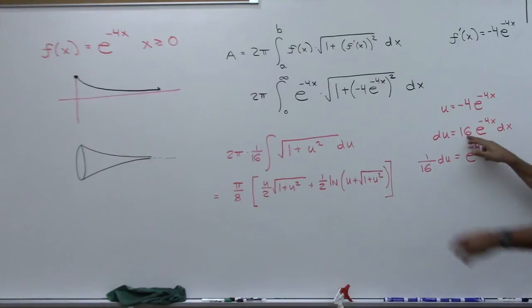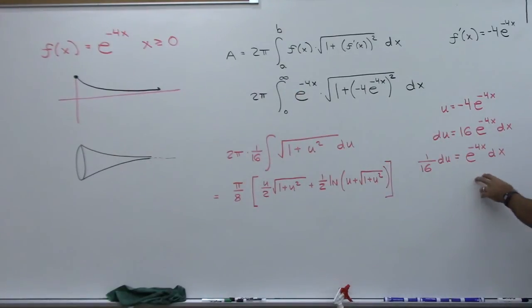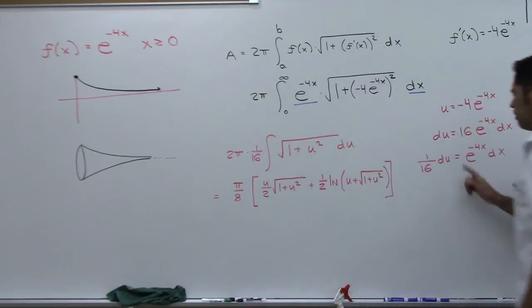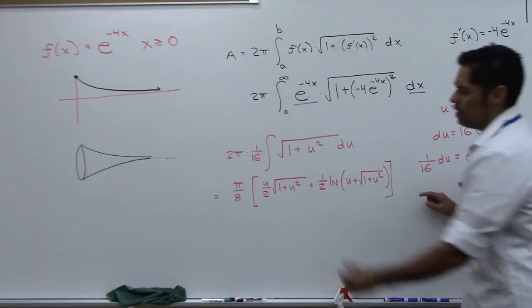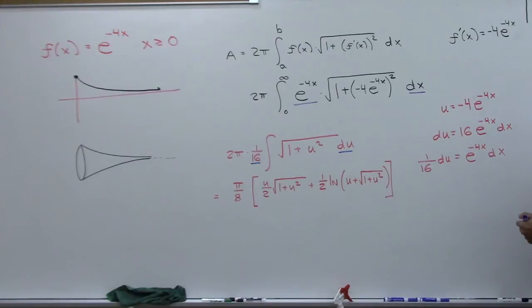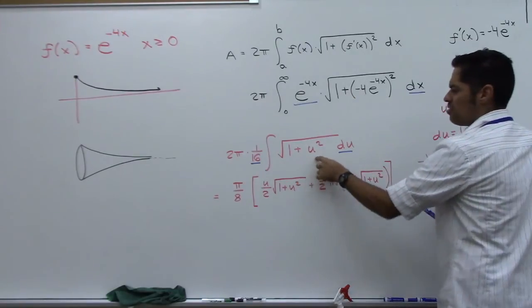I'm off by 16. You can see I don't have a 16 here, so I scale both sides by 16. And so I can replace e to the negative 4x dx, which is this piece and this piece, with 1/16 du, and that's right here, 1/16 du. And then the rest of it, this was u, so 1 plus u squared.